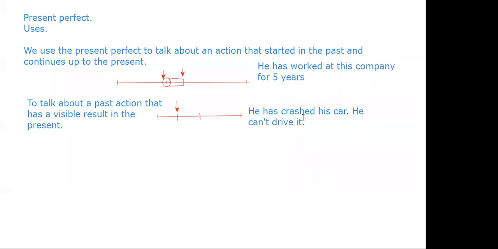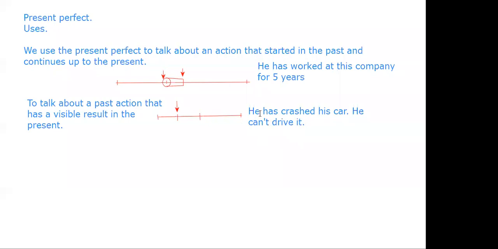What you notice is that you don't mention the time at any point in here. Why don't you mention the time? Because you don't know, because it's not important for you, because you don't care. So in the present perfect, time is not important. We do not need it. So he has crashed his car.